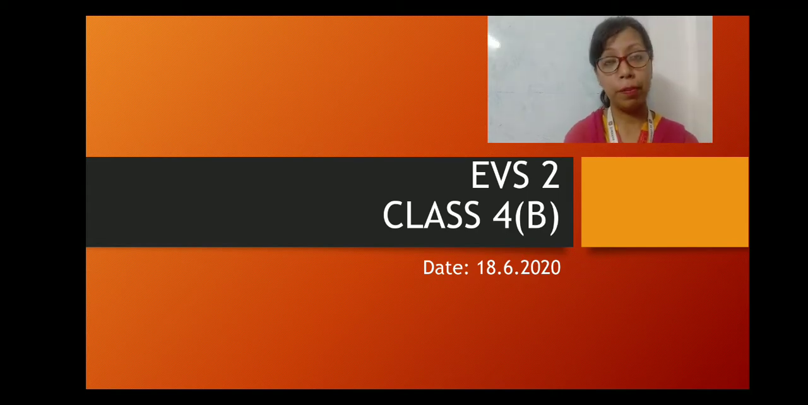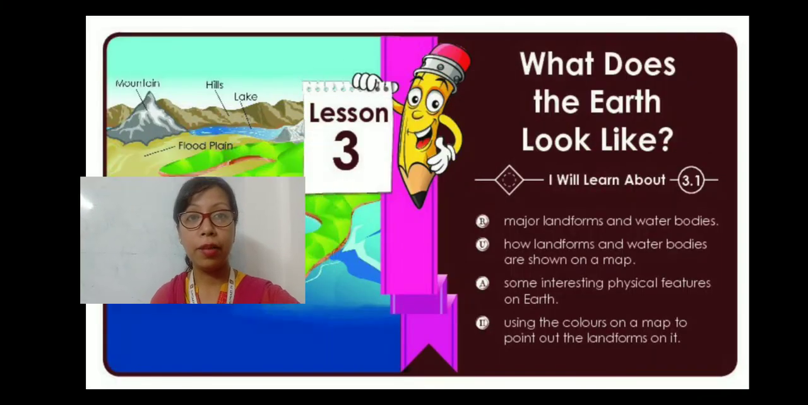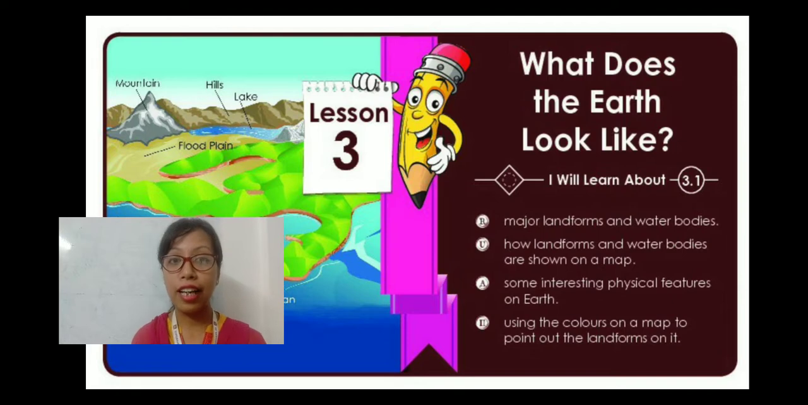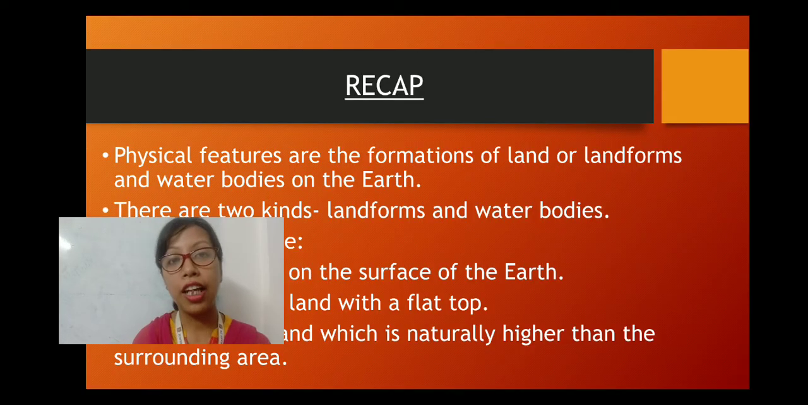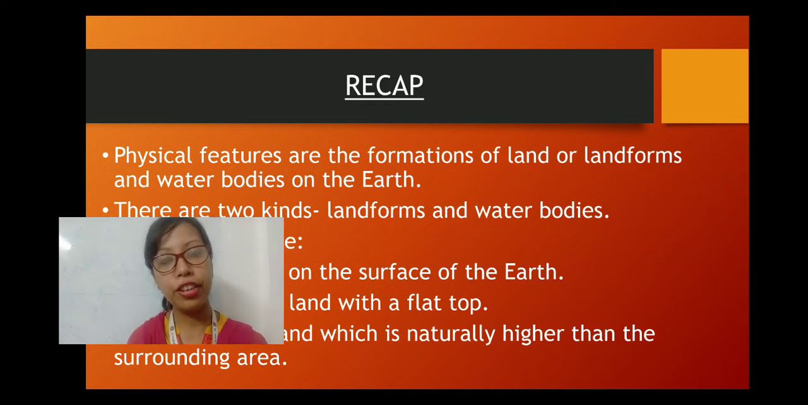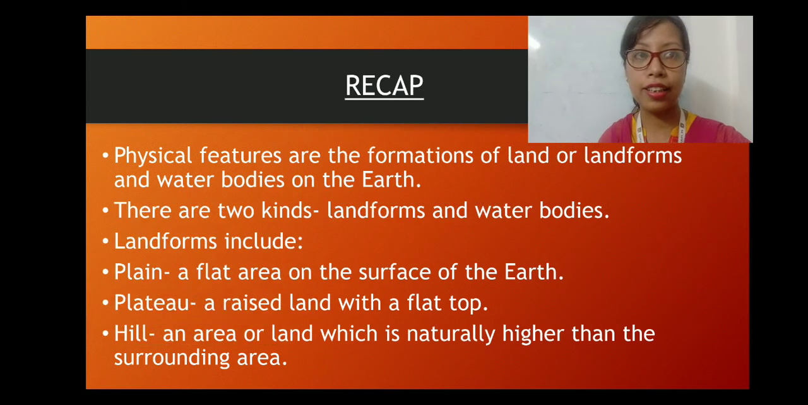So, do you remember what we were doing in our last class? Yes, we were discussing lesson number 3, that is, what does the earth look like, right? In our previous class, we discussed the physical features, the definition of physical features, and the different types of landforms. Now, let's do a quick recap of what we did in our last class.